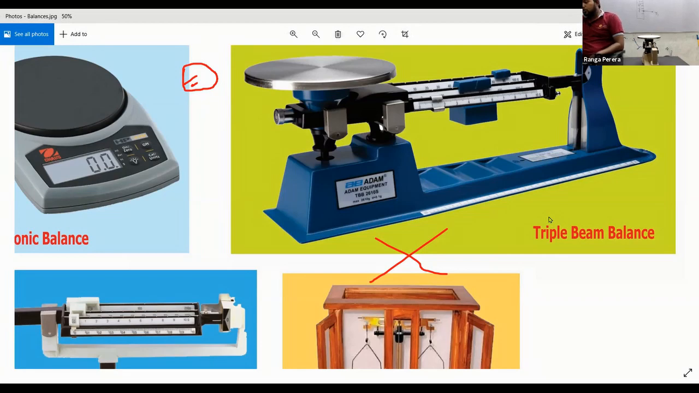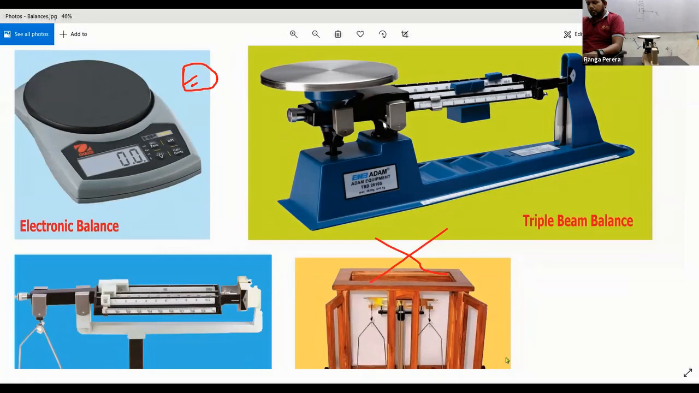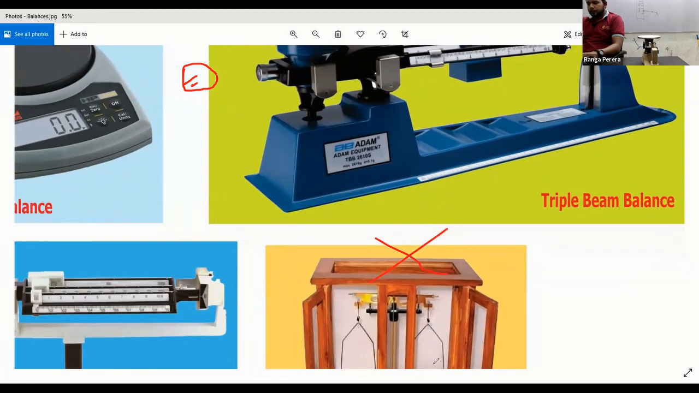The balance shown below is the triple beam balance. So I want you to take this printout and paste it in your book. There are a few important locations which we want to write first.